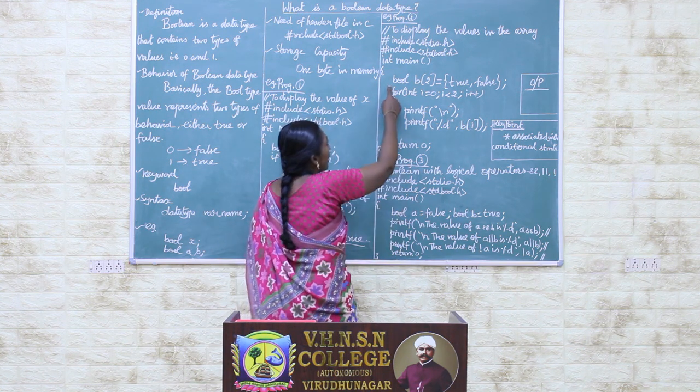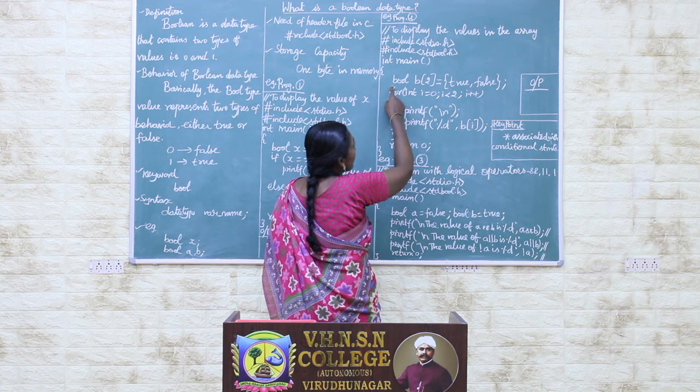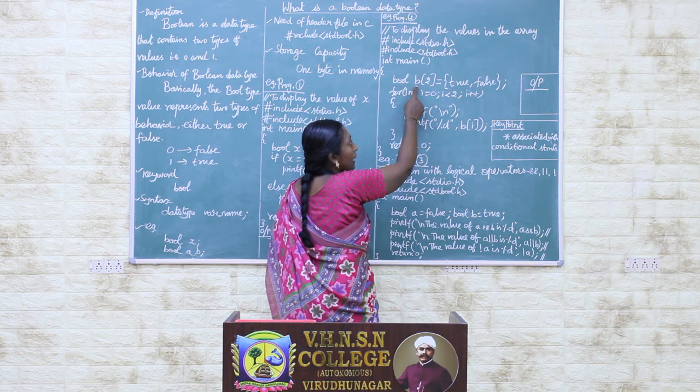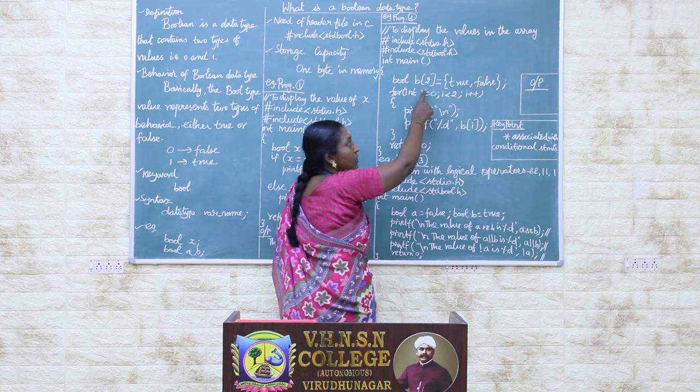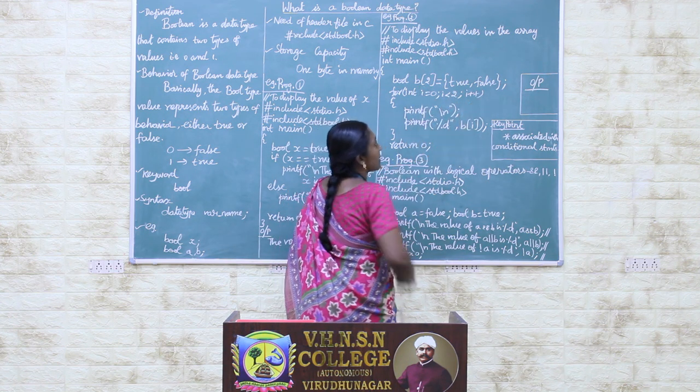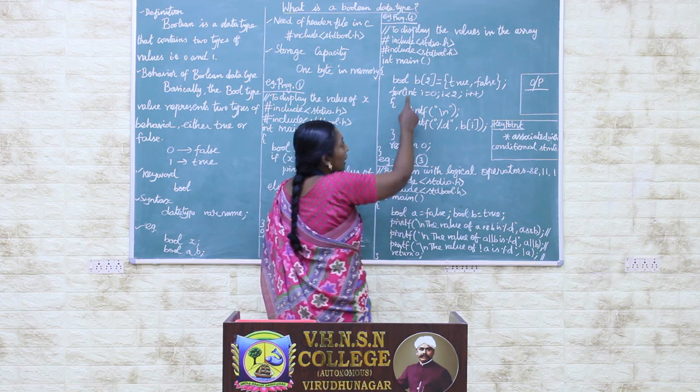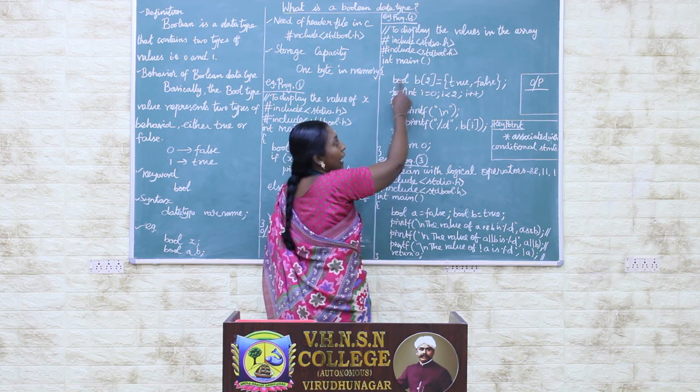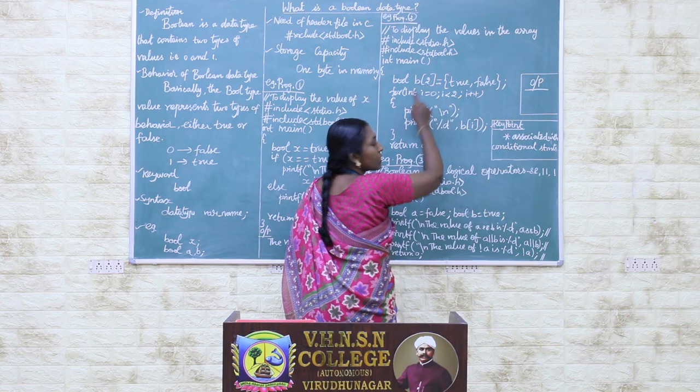So, the first statement in the main section is bool, and then the array name is b, and it takes two values. The two values are true and false. So here b is a Boolean array and it takes two values. These are the two values.